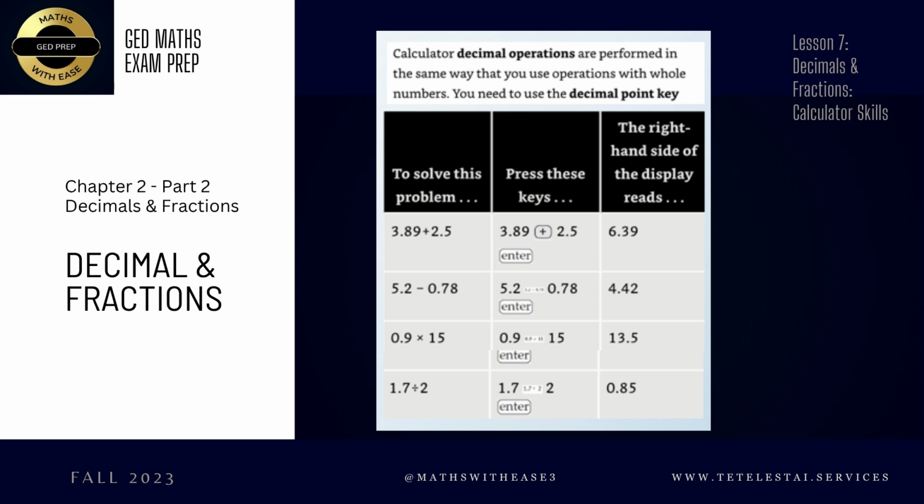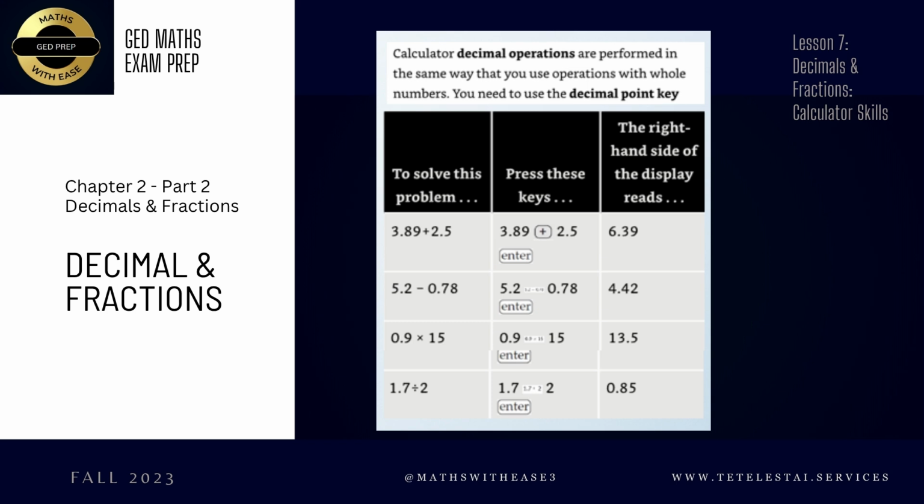So yeah, the same applies to the other operations, multiplication and division. Again, you just want to put in your value, make sure that you're entering the decimal point if there is one in the question, because it makes a difference to your answer, as you already know. Put in your operation. In this case, it's multiplication. And here we're multiplying 0.9 by 15. Press enter, and you'll get your answer on the right hand side.